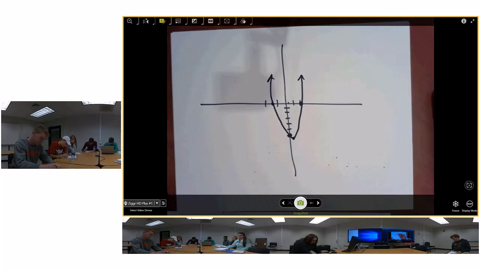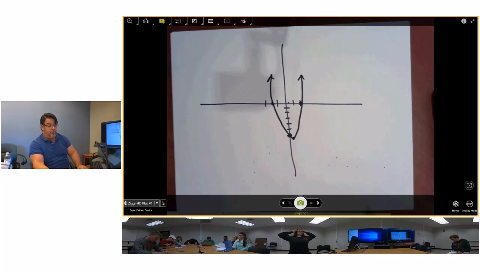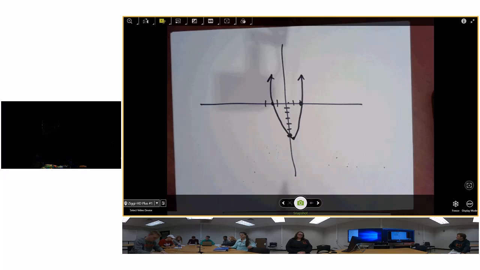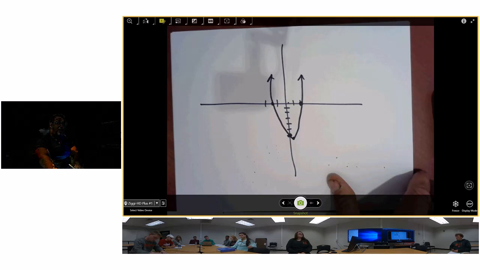And now you know that the domain is all real numbers. The range is negative 6.07 to infinity. It's decreasing from negative infinity to 3/16 and increasing from 3/16 to positive infinity. Now that was a 7 or an 8. I'm going to write down a 9 or a 10, and I want you to work on it for homework.